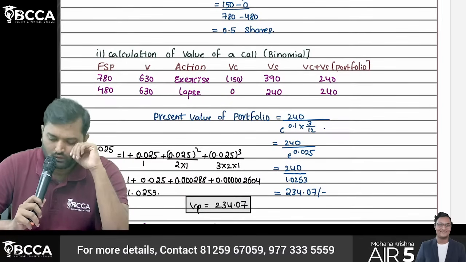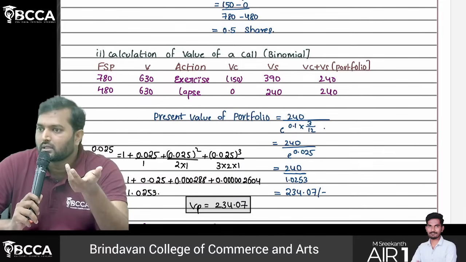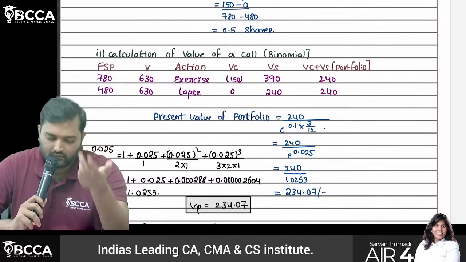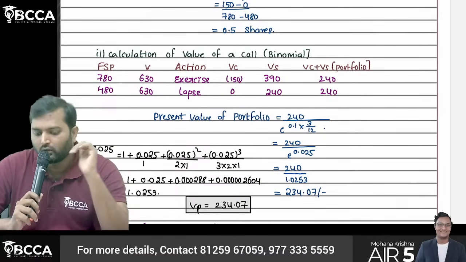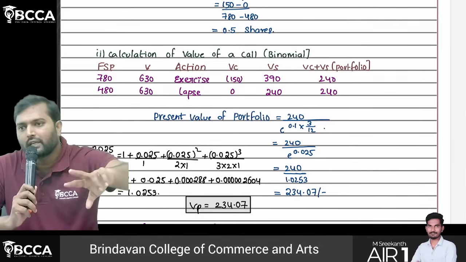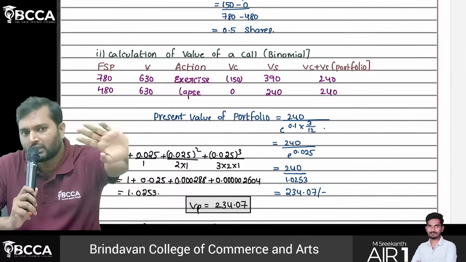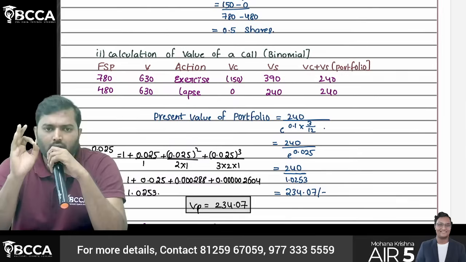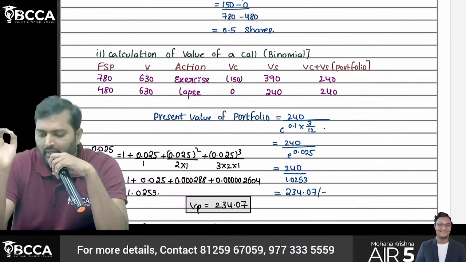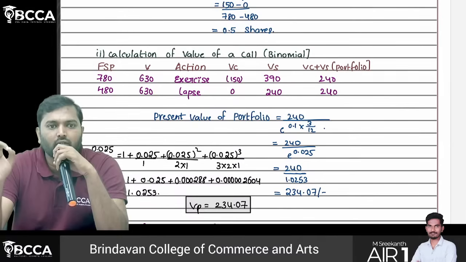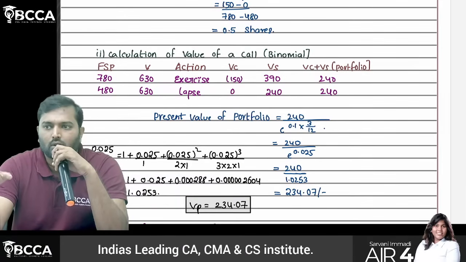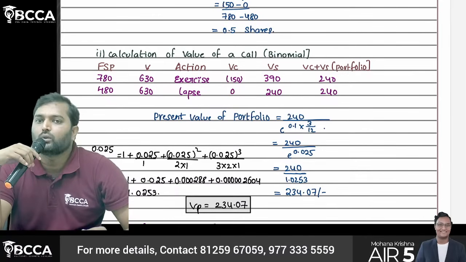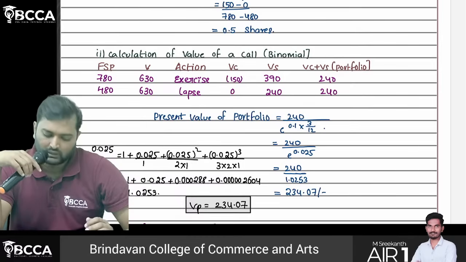Clear? Done. What about the second case? Second case, value of a call is 0. But what about the value of a share? Value of a share is 0.5 into 480, 240. In either case, the value of the portfolio is the same, 240. What does it mean? Irrespective of the future spot price, the value of the portfolio will remain the same. That's why in the beginning itself we mentioned, assume a risk-free portfolio. So that 240 is the value of the portfolio at the end of 3 months.